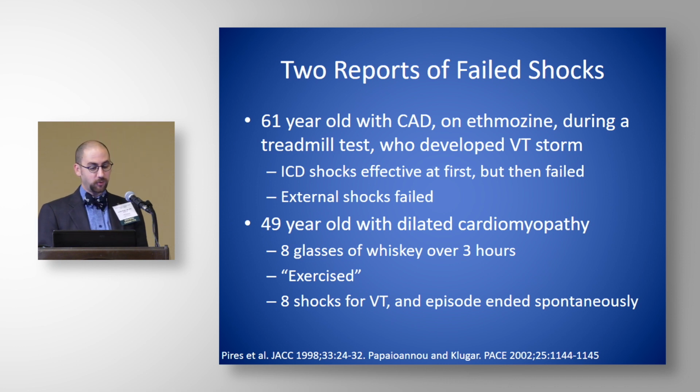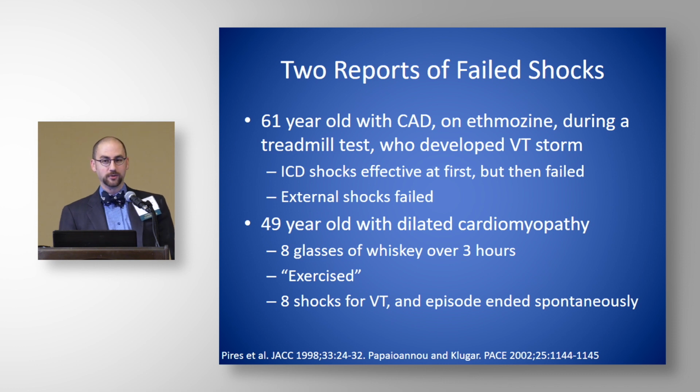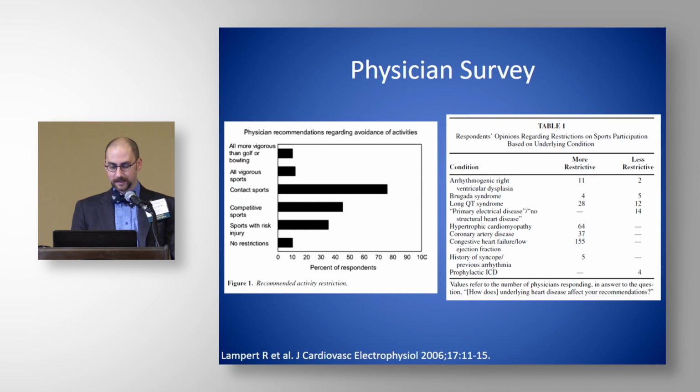And then the other one was a 49-year-old with dilated cardiomyopathy who had 8 glasses of whiskey over 3 hours, and then exercised, and it's not described what they did. And then had 8 shocks for VT, and then the episode ended spontaneously. So that's all that has been reported. Now, obviously, that doesn't mean that's all that's ever happened, but at least that's what's out there.